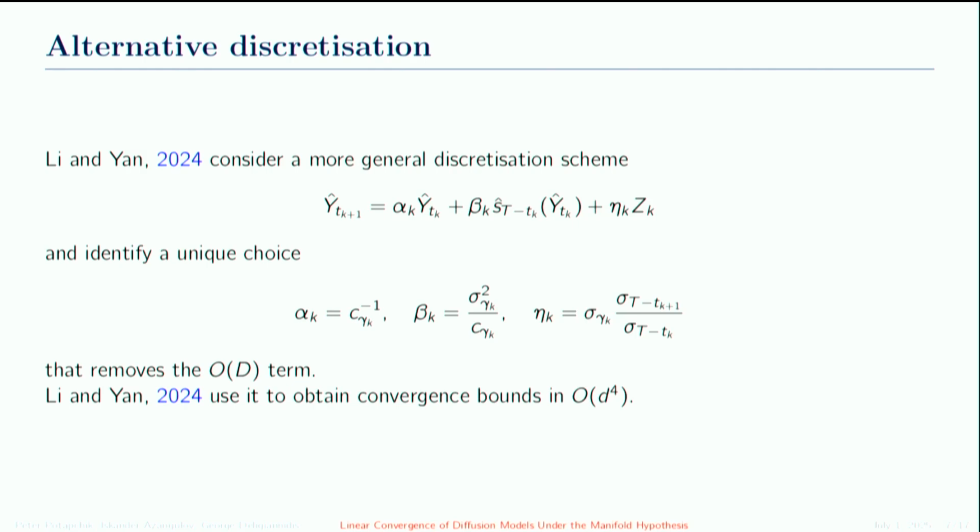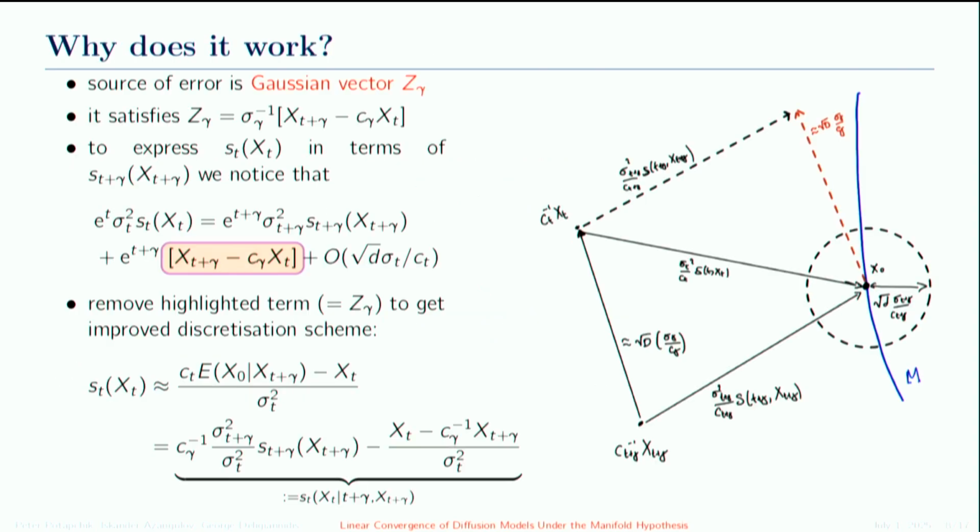The other thing Li and Yan did is they considered a more general discretization scheme where you're allowed to use different coefficients in front of the previous time points, the score approximation, and the Gaussian noise. And in particular, they identified a unique choice that can remove the capital D term. And they managed to prove bounds that scale like the 4th power of the intrinsic dimension. Now, ignoring constants, this is in general much better than capital D, but for ImageNet, for example, d to the 4th is larger than capital D. So essentially, there's still something missing.